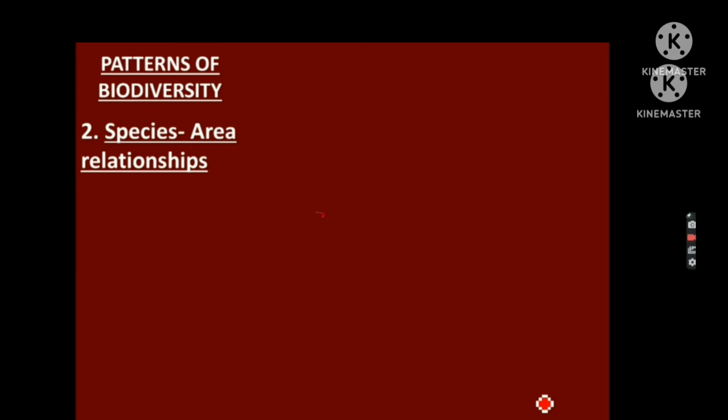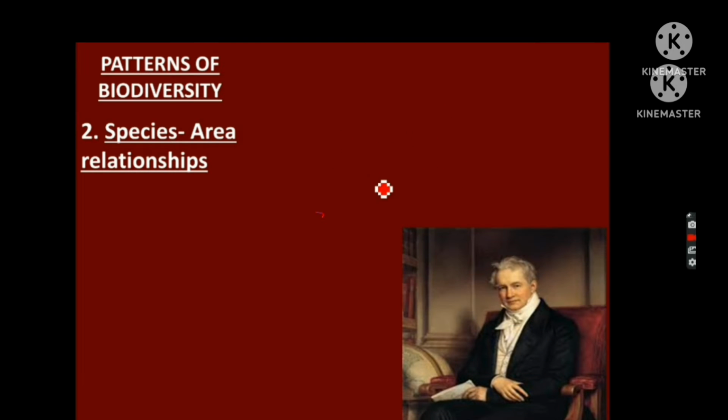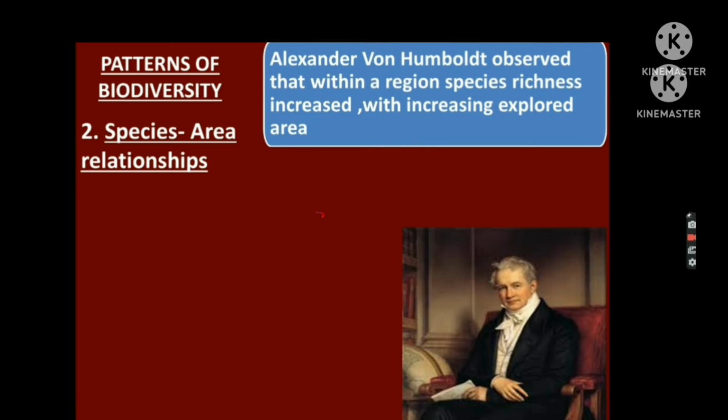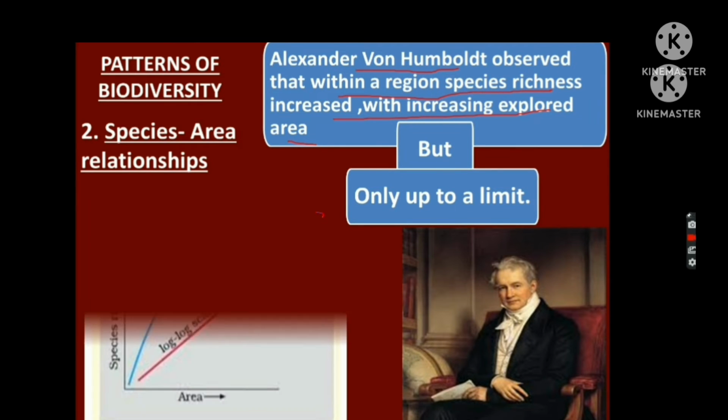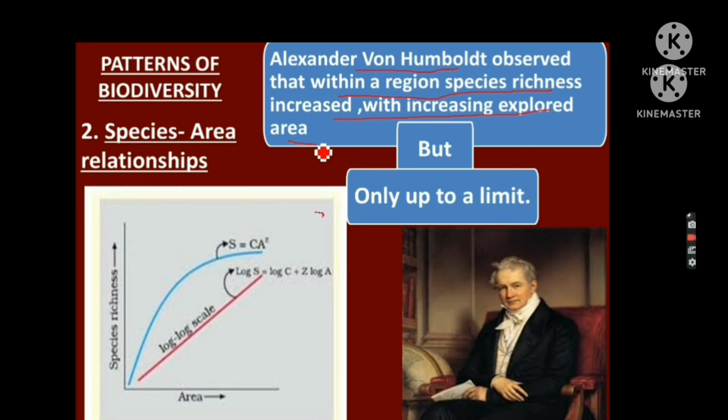Second pattern is species area relationship. So there is a relationship between the species richness with the area. More area you are giving, more species will come. But up to a limit. Alexander von Humboldt observed that within a region species richness increased with increasing explored area, but only up to a limit. This can be plotted as a graph.